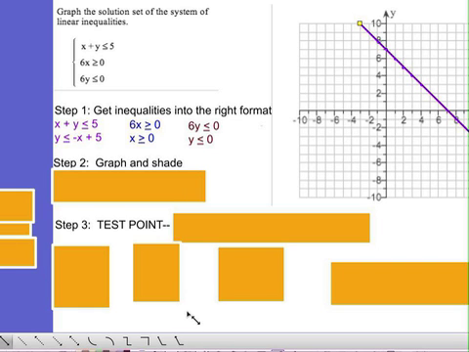My second line where x is greater than or equal to 0, I'm going to draw it in blue. Again, I go to where x is 0, which is here. And wherever x is by itself, no other variable, is always a straight line.